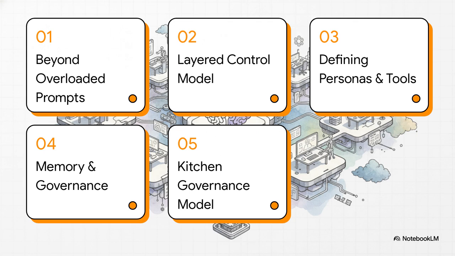Here is the blueprint for our architectural tour today. We'll start with part 1, beyond overloaded prompts. Then 2, the layered control architecture. 3, defining personas and tools. 4, memory and knowledge governance. And 5, the kitchen governance model.